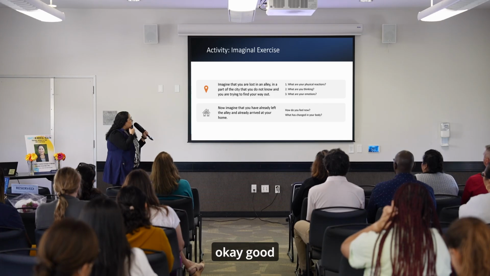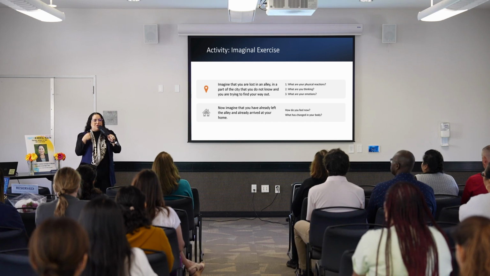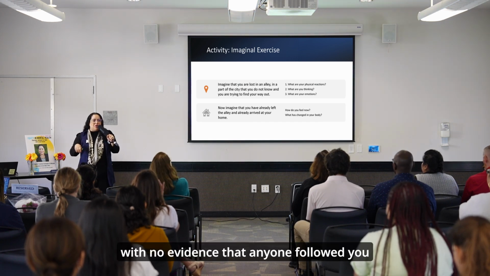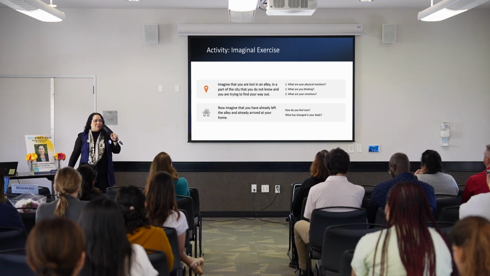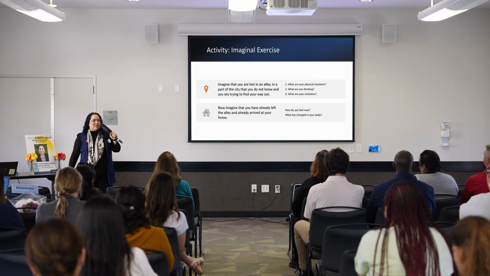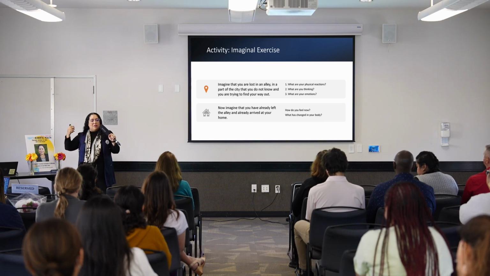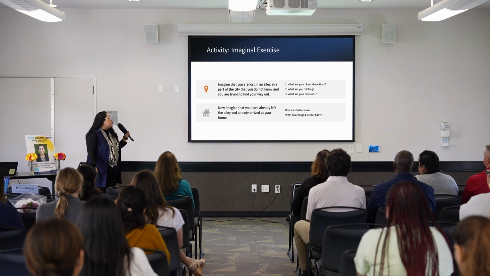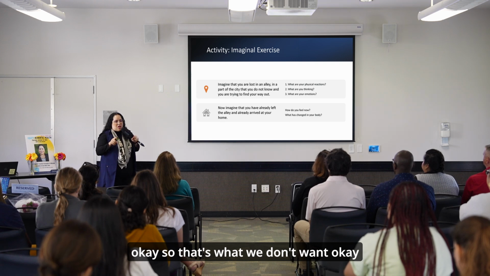Okay, good. What if you're already home, but you're still catastrophizing? You're still thinking, what if someone followed me? With no evidence that anyone followed you. What would continue to happen? So more tension, still the heart rate, breathing difficulties, more fear. Okay, so that's what we don't want, okay?